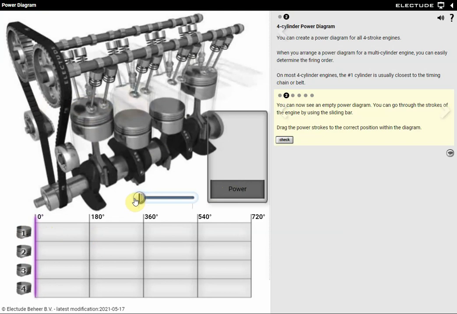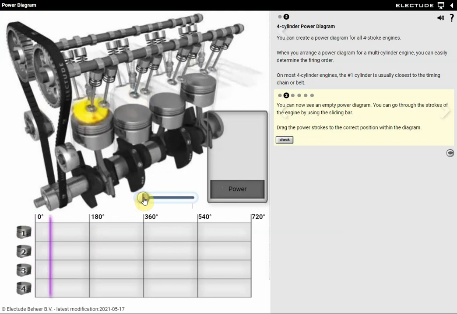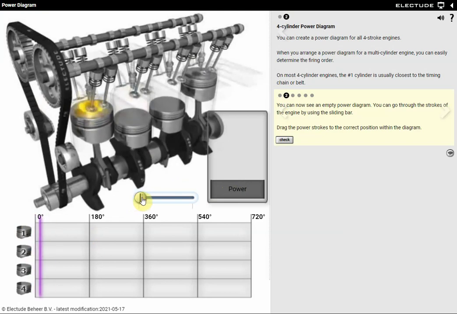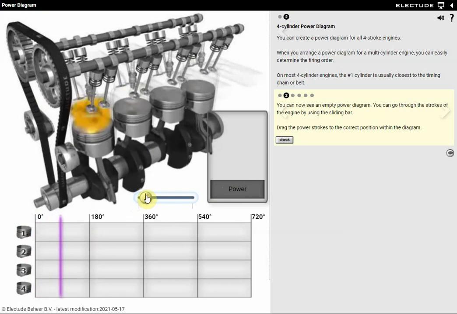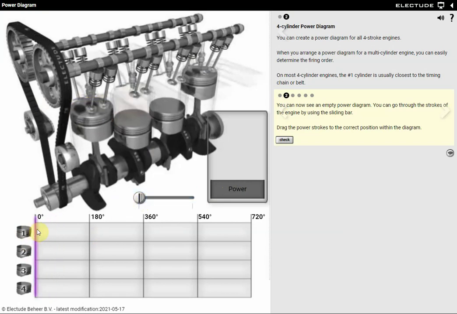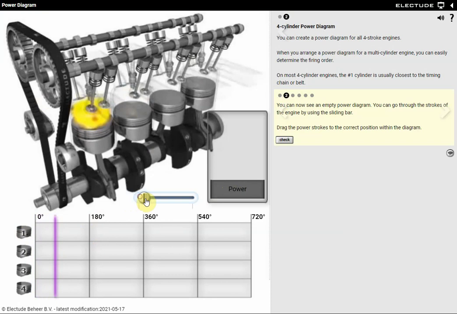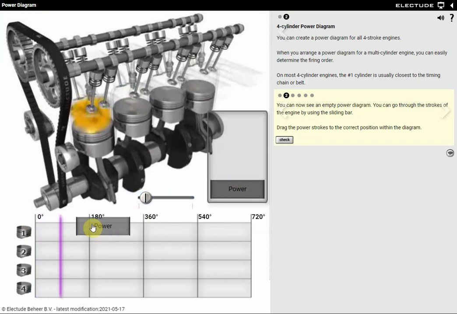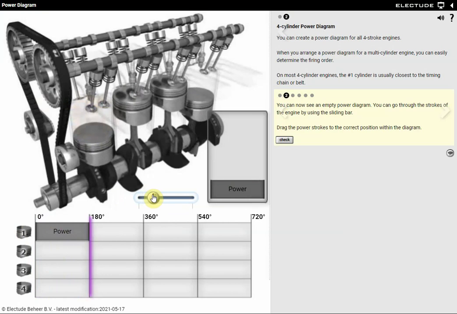bar here, I can see that cylinder one, see the explosion? That's my power stroke, okay? So I know that in cylinder one, power stroke is right now. See where the pink line is? Follow that pink line. So power stroke is happening. I drag it, that's where it's happening. I continue to go. And then I'm into the next stroke.